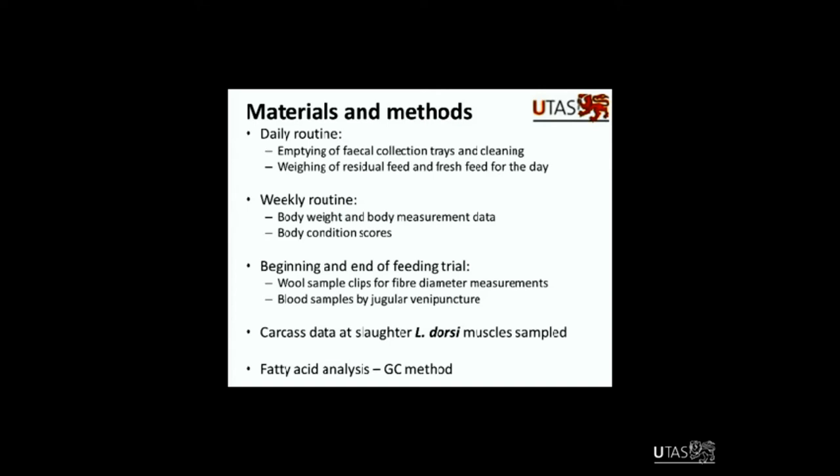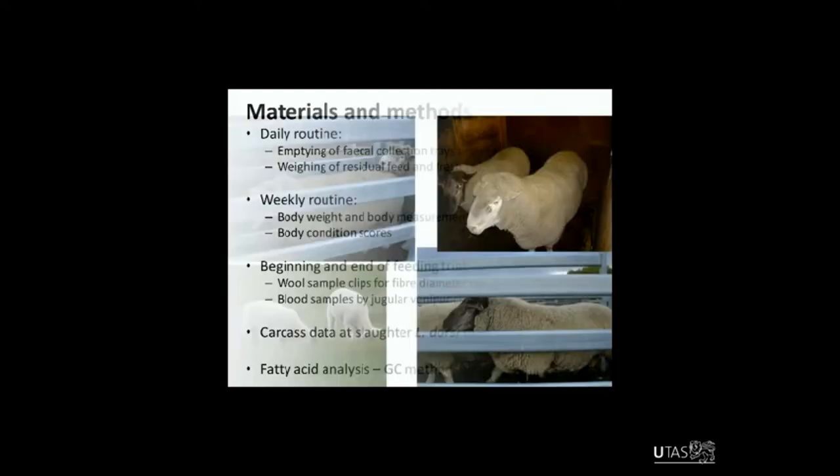But we slaughtered them and looked specifically at the longissimus dorsi muscle. That's the muscle at the back. Doesn't do much work, very tender. It's perhaps the most expensive cut of the animal. And then we did GC analysis for fatty acids.